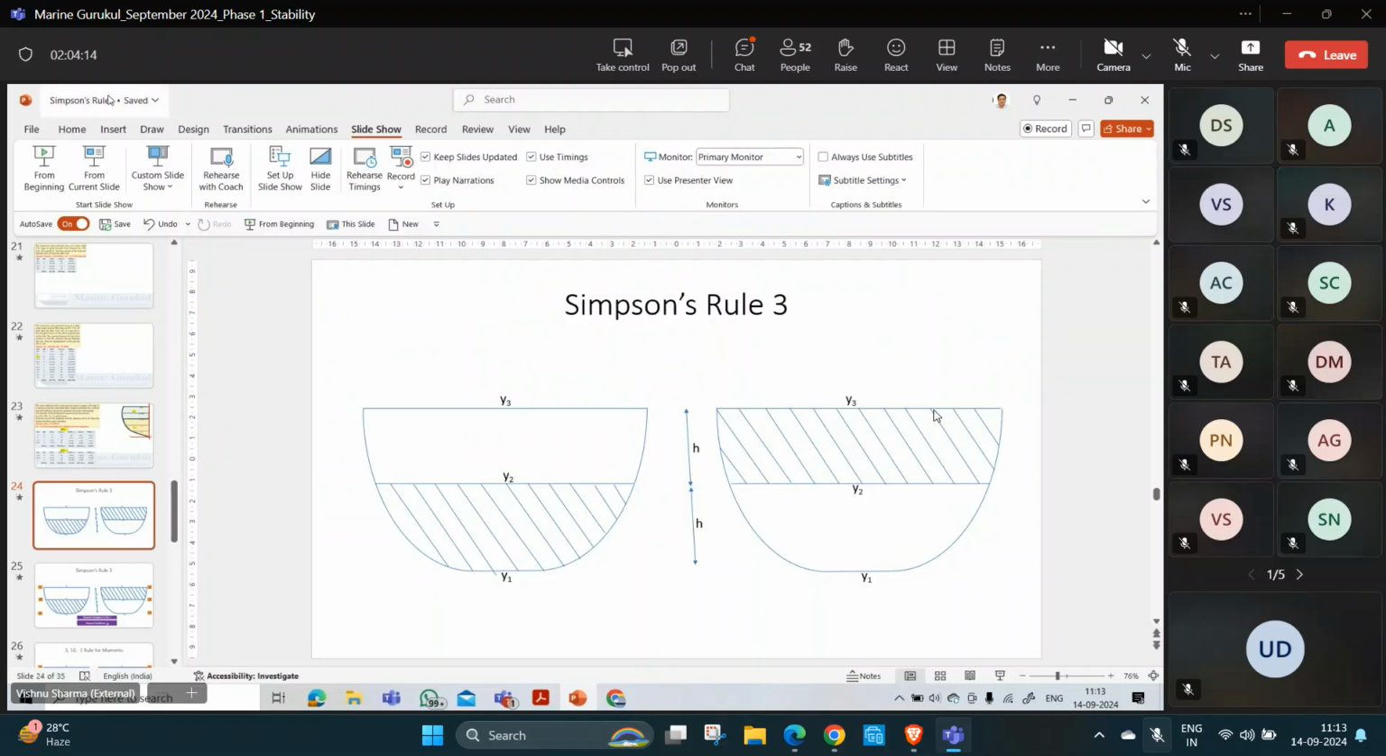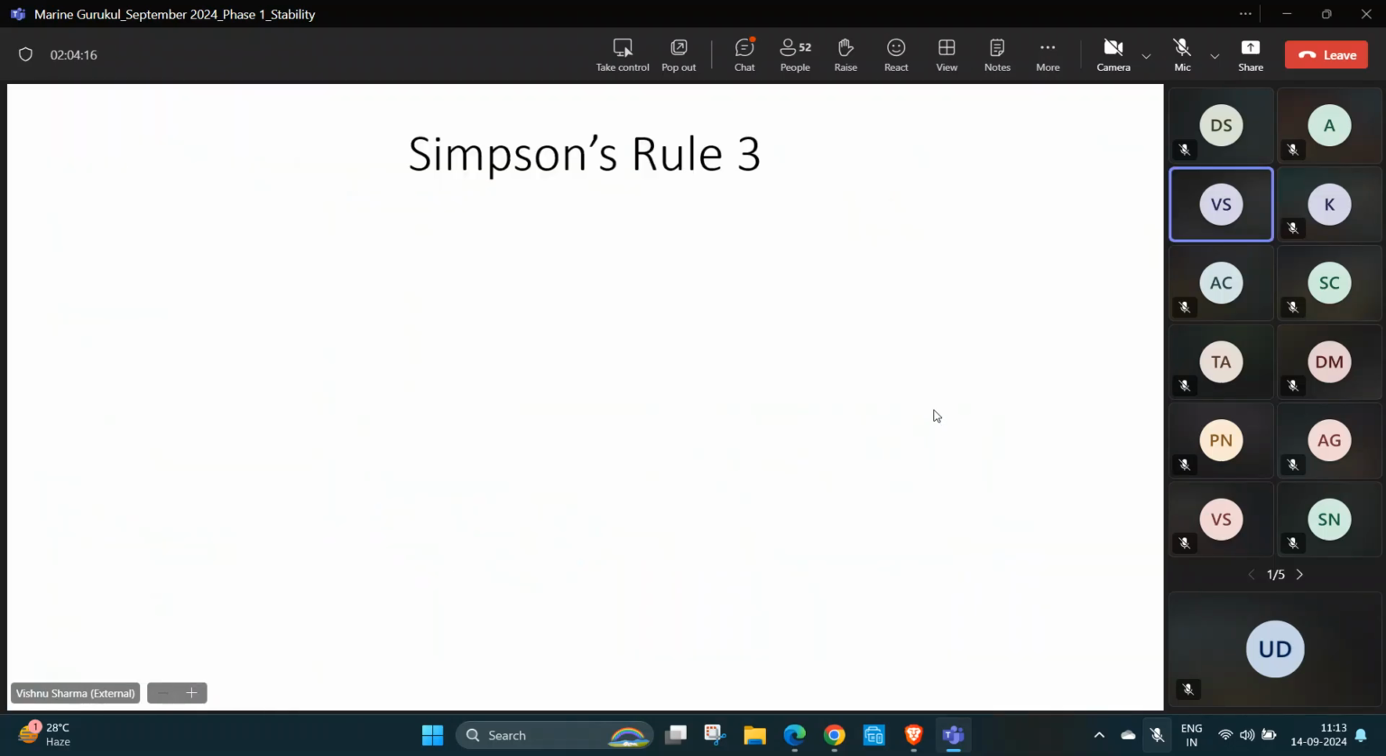Now, when is rule 3 applicable? Rule 3 is applicable only in case of 3 ordinates. Nothing less, nothing more. But you will say 1/4/1 was applicable. Yes, 1/4/1 was applicable when the full area or the full volume was to be calculated.